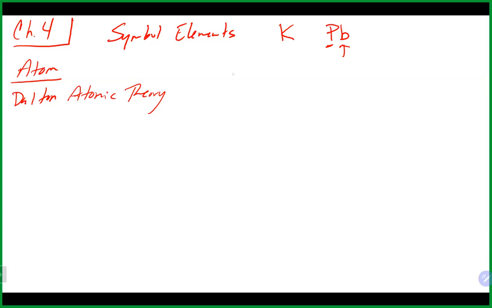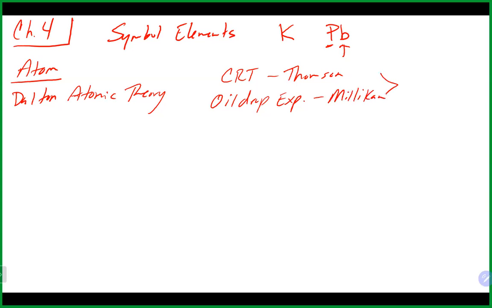Remember that a lot of the early work was done with CRT tubes or cathode ray tubes, done by Thomson, along with the oil drop experiment, which was Millikan. Both of those helped us understand a little bit more about the electron, which is negatively charged, and they were able to get the mass of an electron, which was something like 9.09 times 10 to the minus 28 grams, give or take a little bit.